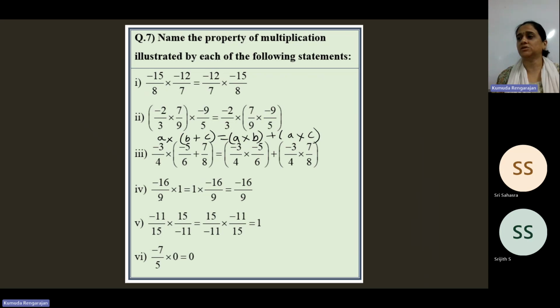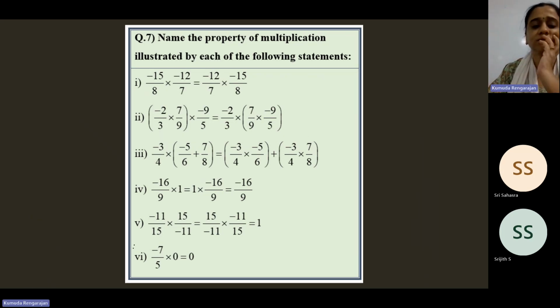Yeah, addition and subtraction. A into B plus C is equal to A into B plus A into C. If you use A, B, C and check the property, this is how it reads. A into B plus C is equal to A into B plus A into C. This is the distributive property of multiplication over addition because the sign here is plus. If this is minus, then it will be minus here, then subtraction.